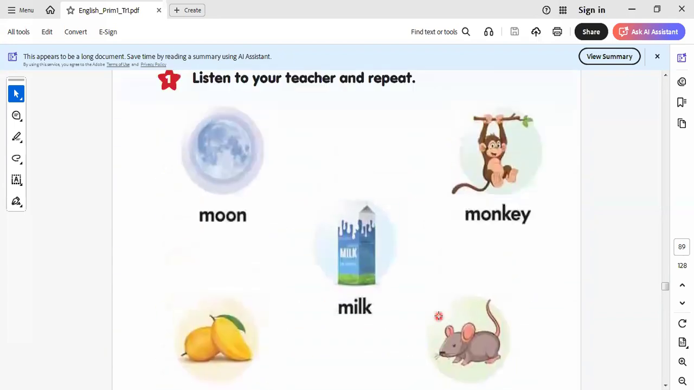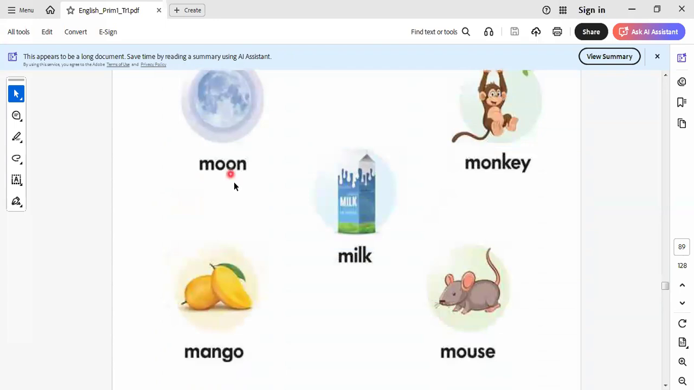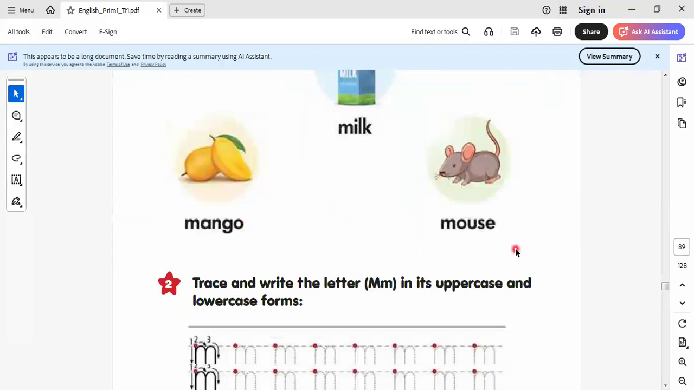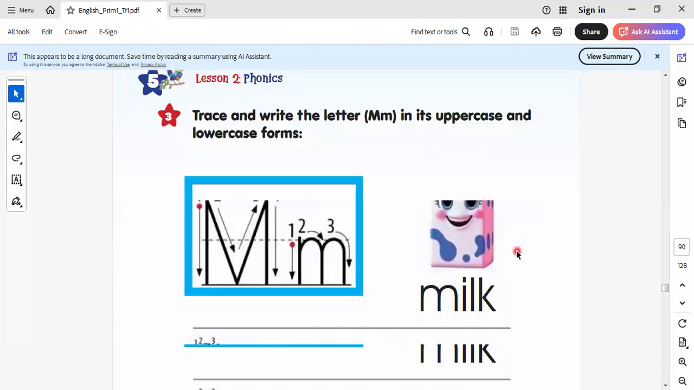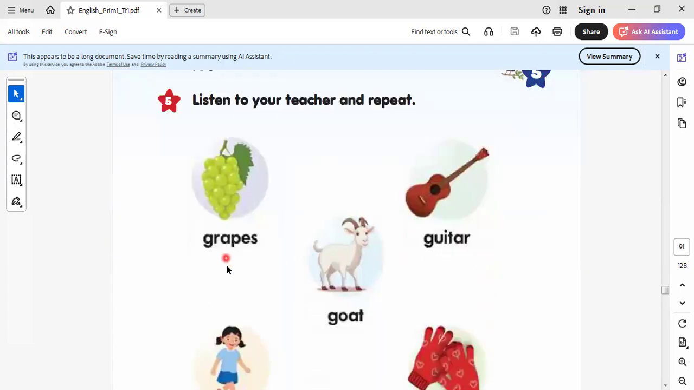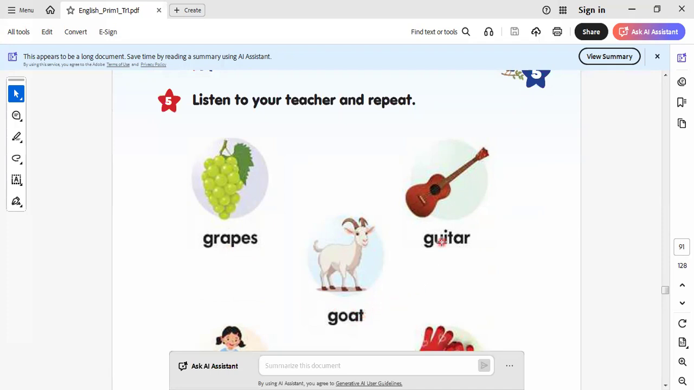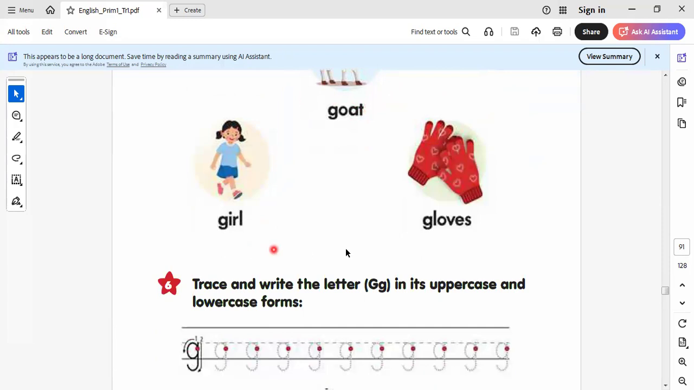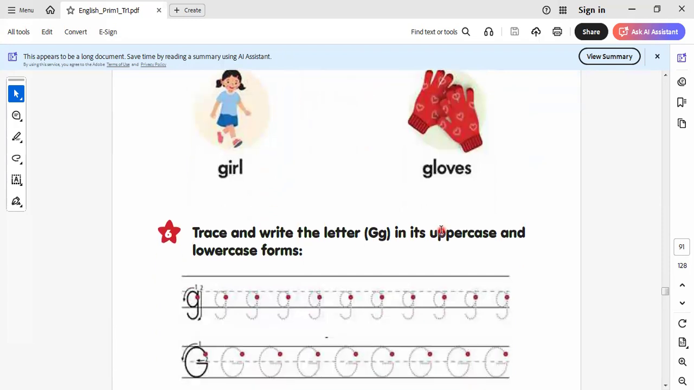So today we learned moon, milk, monkey, mango, mouse. And the next words that we learned today are grapes, goat, guitar, girl, gloves.